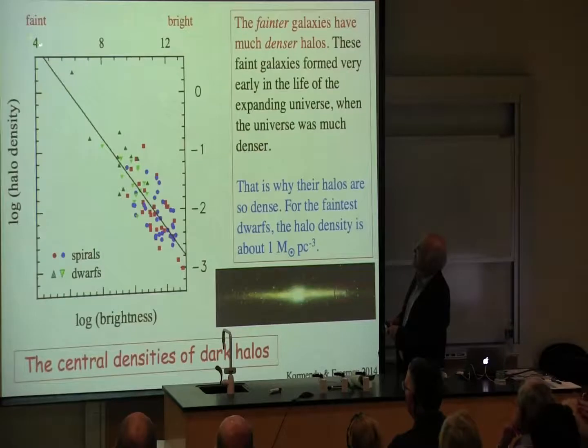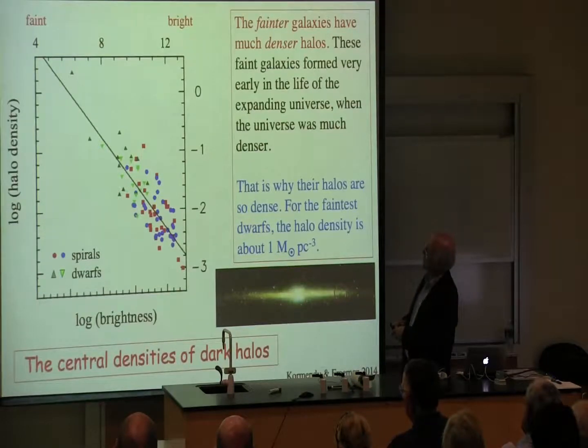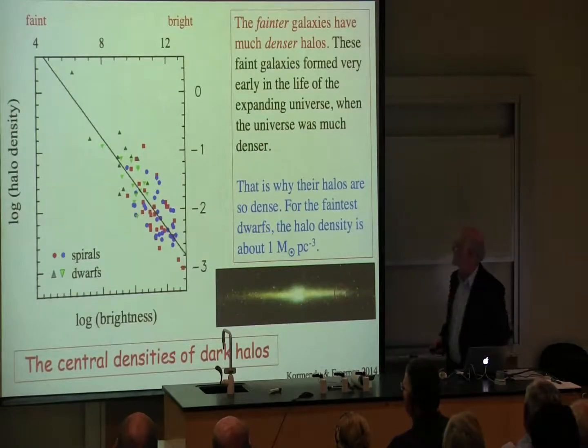So this is 10 to the 8 going from 4 to 12. This is also in logs. So every time we go one of these units, the density is dropped by a factor of 10. Now it's gone to 100, now it's gone to 1,000. The blue and red points are the spirals where we use rotation. The green symbols are the dwarf galaxies where we use other techniques.